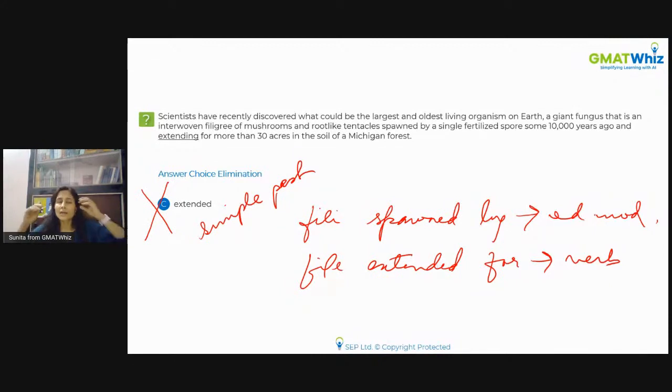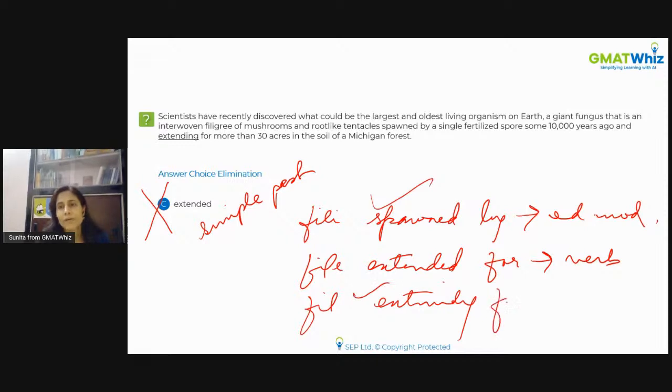You need here, in fact, the ING verbal has been used to make sure that you don't confuse extended for a verb. Okay. Now, if I say filigree extending, you will not confuse it with a verb, right? So spawned by and extending for. Clearly, it's an ING modifier, but it is a modifier. So my list is parallel. I have two modifiers joined by and.